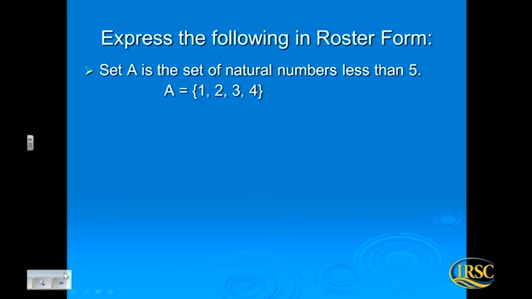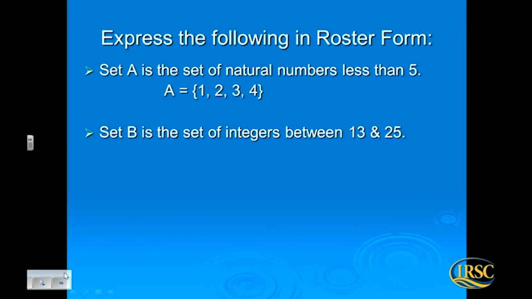Now, some of you might have written 4, 3, 2, 1, which is common because it said less than 5, and a lot of people like to start with the highest number. That's fine, because order doesn't matter unless a particular order is specified in the question. And remember, natural numbers start at 1, so this set does not go on forever.